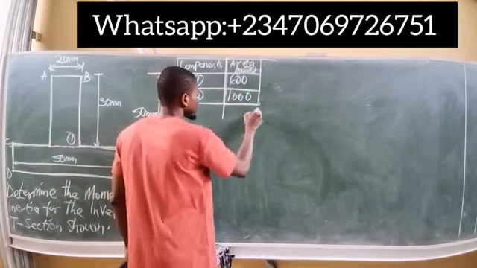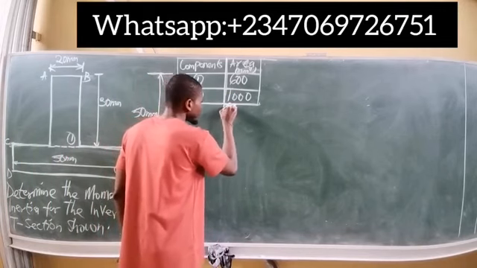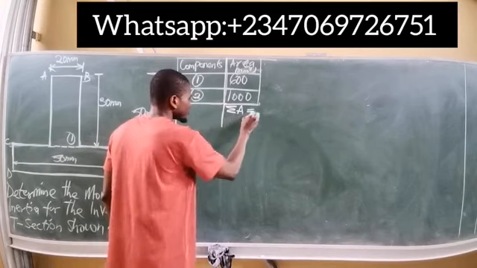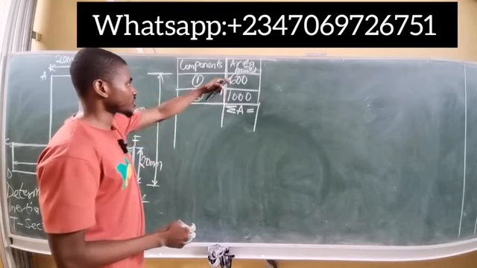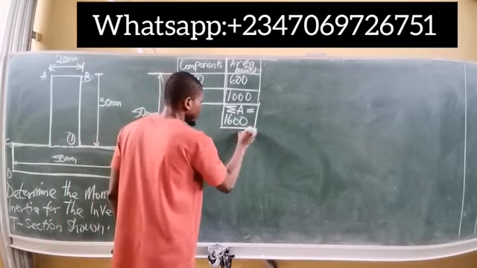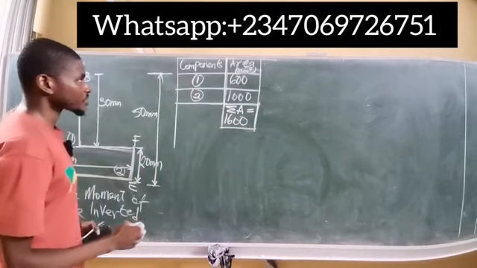After obtaining the area of these segments, the next thing is to sum them up. So you simply have the summation of area. If you sum these areas up, 1000 plus 600 simply gives you 1600 millimeter squared. So that gives you the total area for those components.